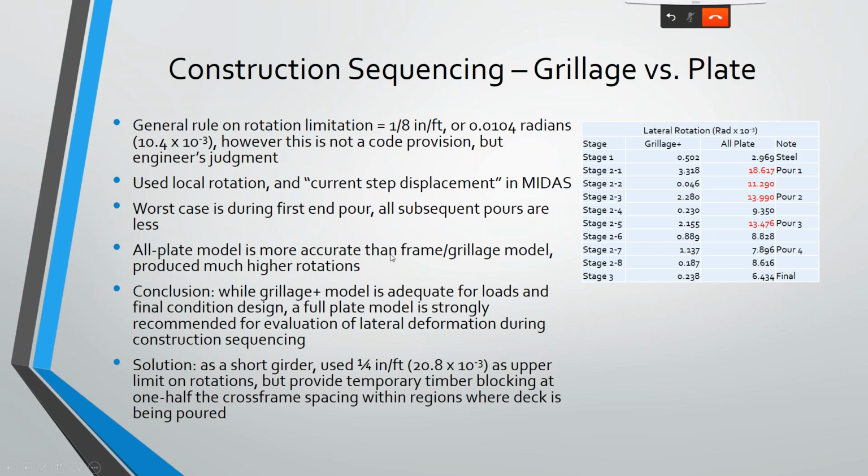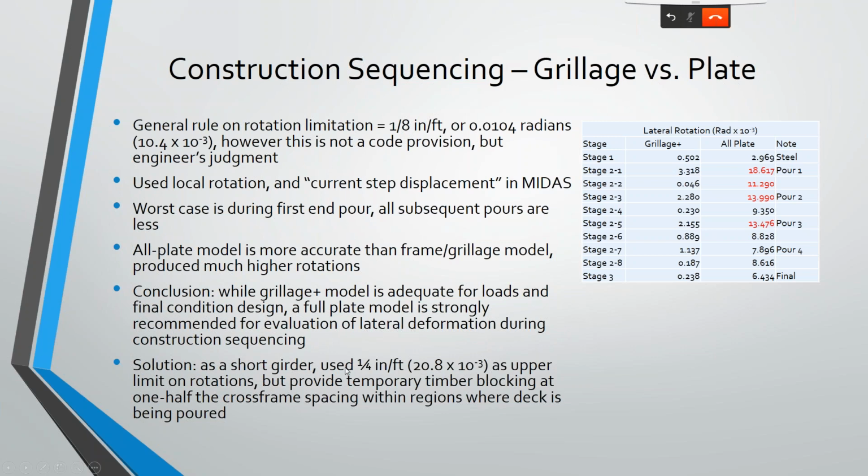And the all plate is a bit more accurate for this, and it provided, as you can see over here, much higher rotations. The deflections, vertical deflections, were very similar, but the rotations, the twist of the girders, was much, much higher in the all plate. And it was above this 1/8 inch per foot. So we looked at this and we said, okay, what can we do with this?